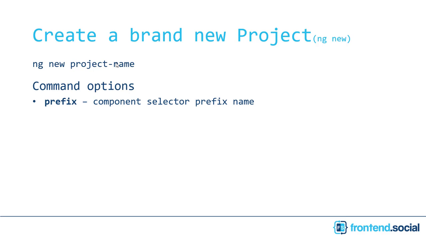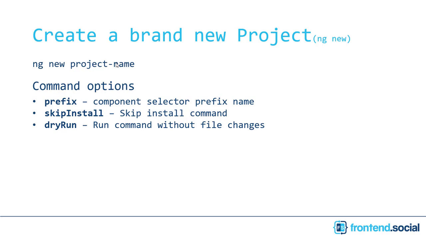You can mention a prefix after your command. The prefix option is specifically used in component and directive selectors. You can use the skip install option to skip the npm installation after the project is created. You can specify a dry run option to see what files would be created. So basically it's just a dry run, it won't make any changes to the files.